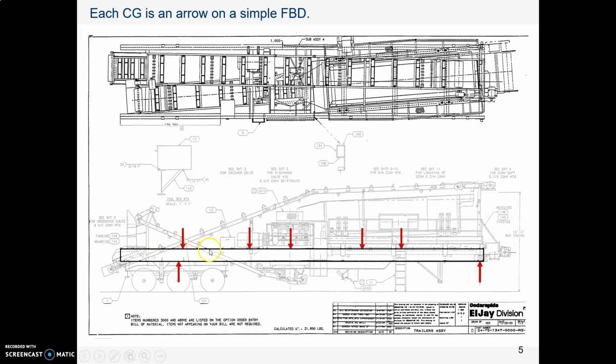So here's that conveyor we looked at. There's its center of gravity. There's the motor. There's its center of gravity. So now you have just a simple free body diagram of a beam with a few arrows on it. And now it's much easier to figure out what is the load on the axle, or what is the bending moment in the middle, and that sort of stuff.